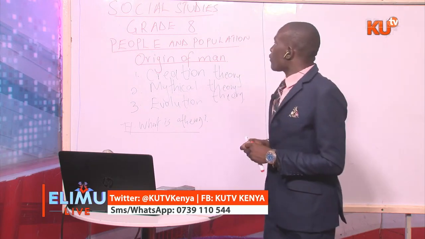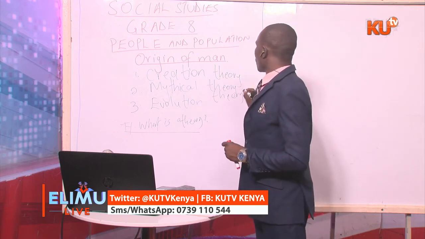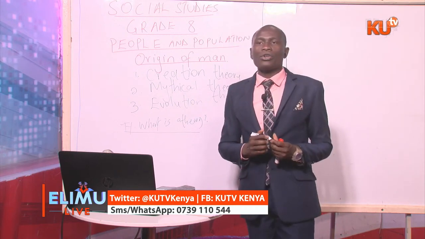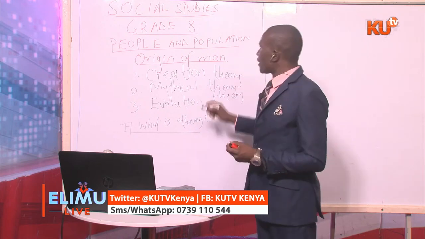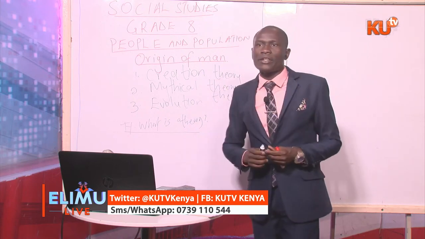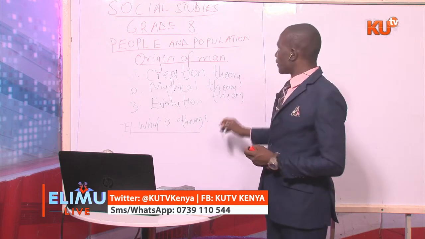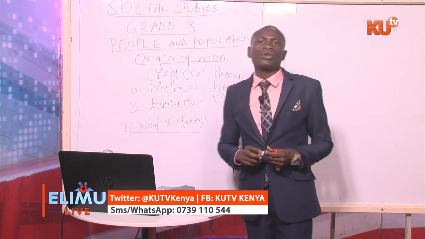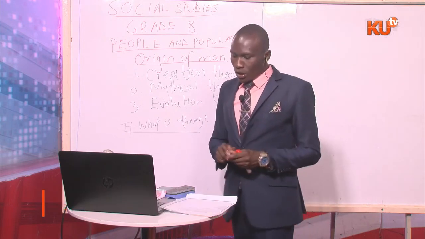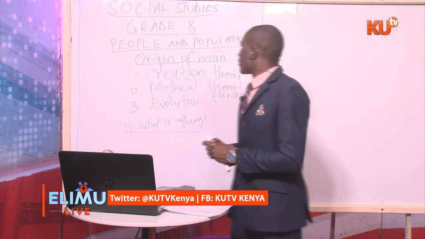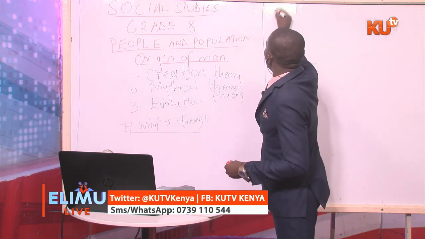Good. And so I've already said that there are three theories that explain about the origin of man. The first theory is the creation theory. The second theory is the mythical theory. And the third theory is the evolution theory. We will start with the first theory, the creation theory.